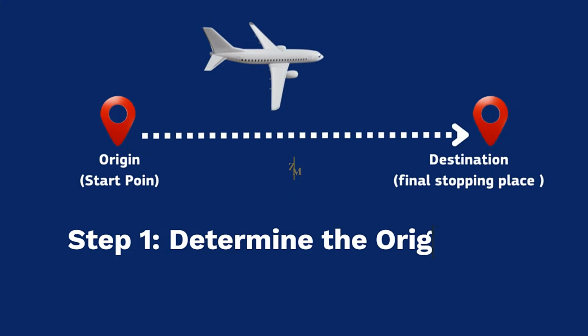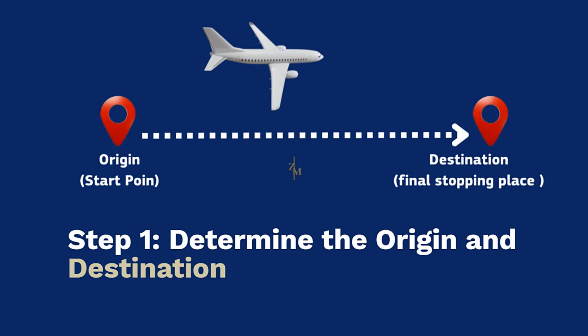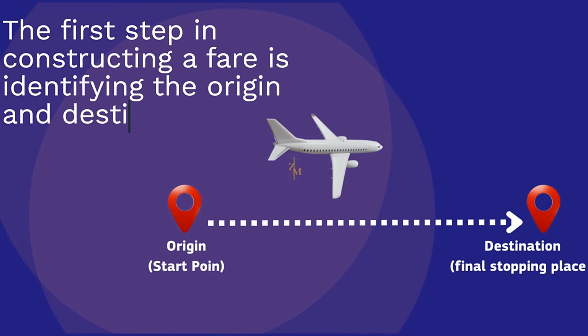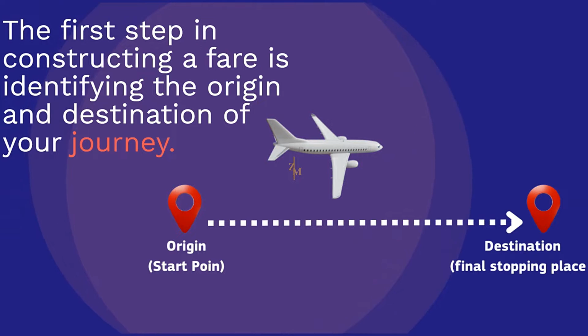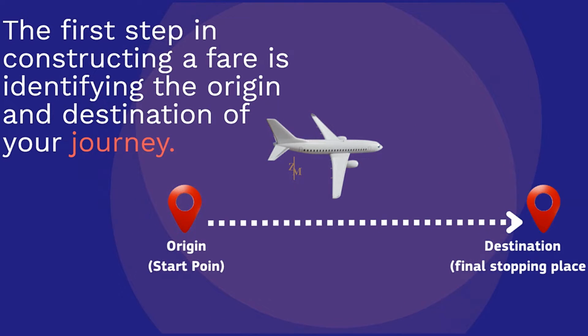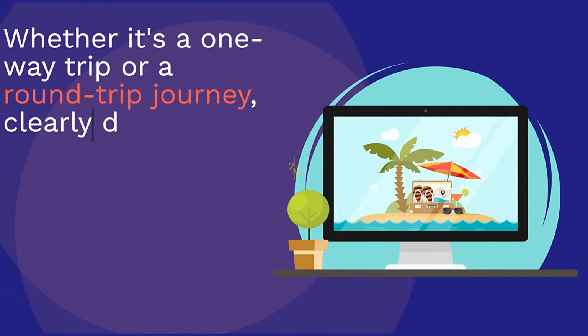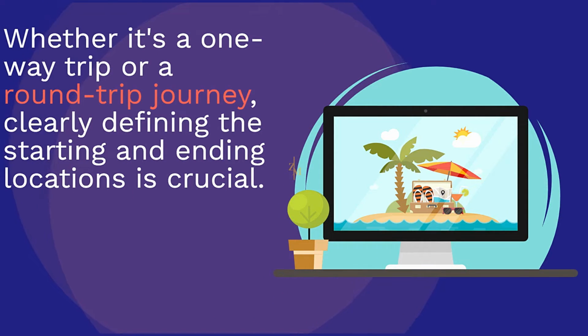Step 1. Determine the origin and destination. The first step in constructing a fare is identifying the origin and destination of your journey. Whether it's a one-way trip or a round-trip journey, clearly defining the starting and ending locations is crucial.